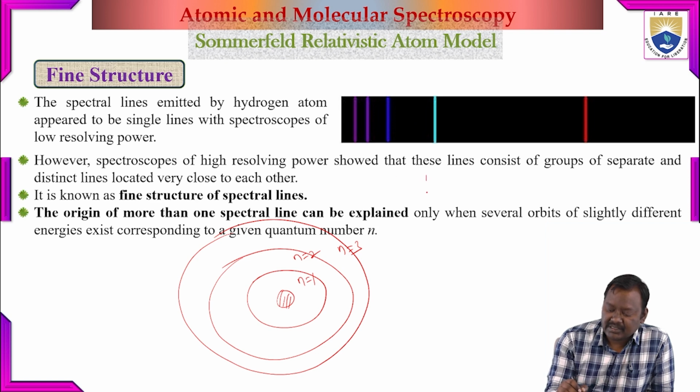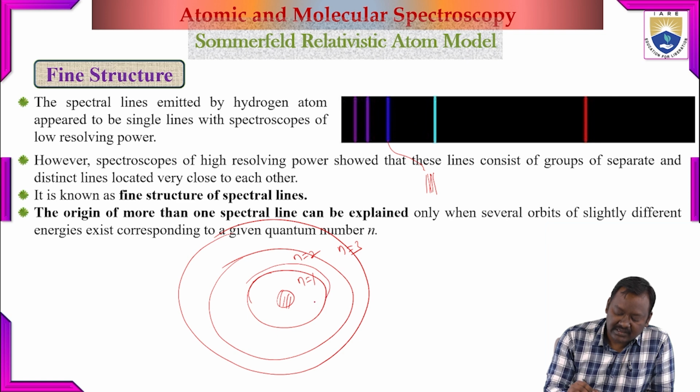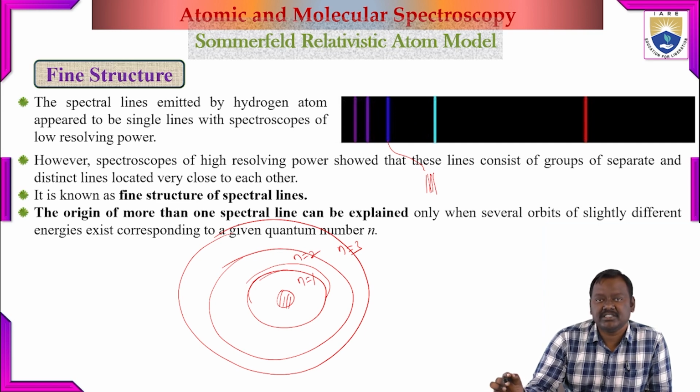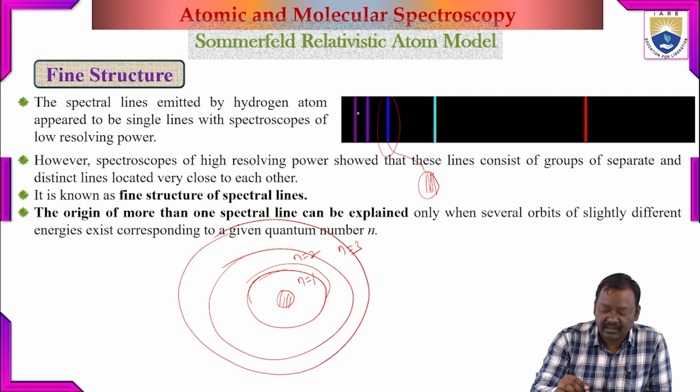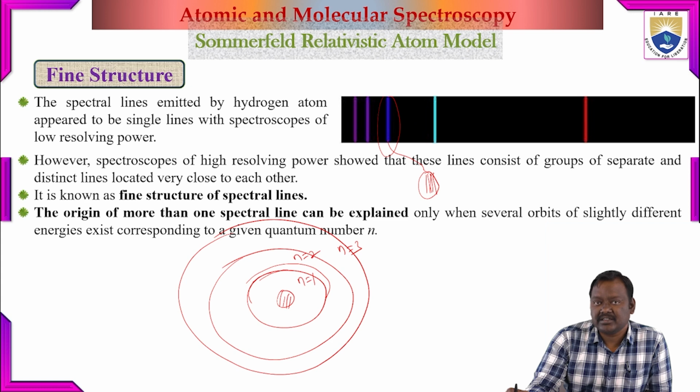But when we look at an individual spectral line, this single line is again a combination of several spectral lines which are very close together. This means there must be several orbits with small differences. For example, for n equal to 1, it has a particular energy value, but with a small energy difference there must be several lines corresponding to these spectral lines, particularly this blue line. Not only this blue line, but all these lines, even in the UV and IR regions, we see a group of several spectral lines for each single line.